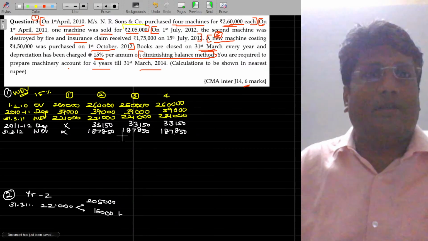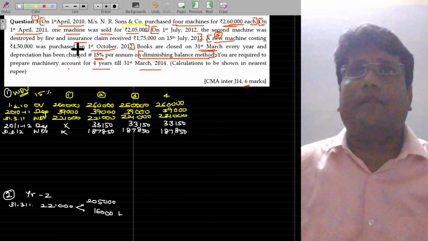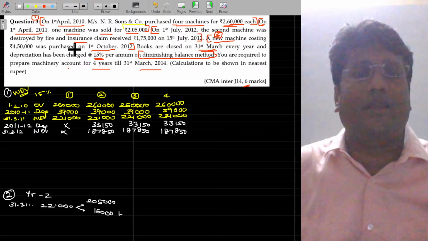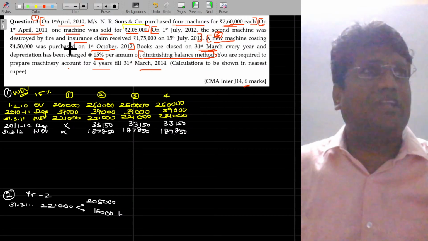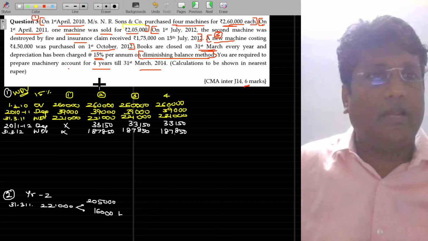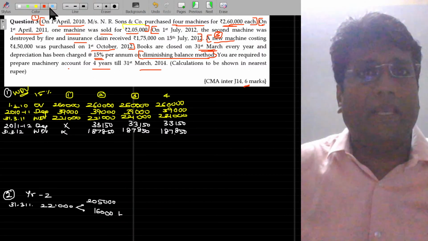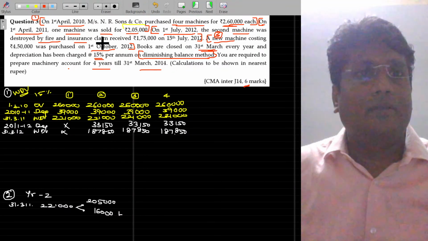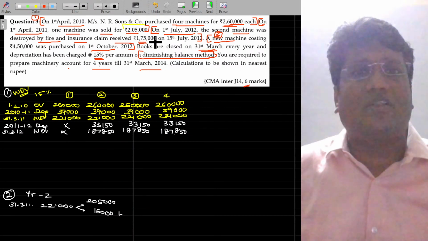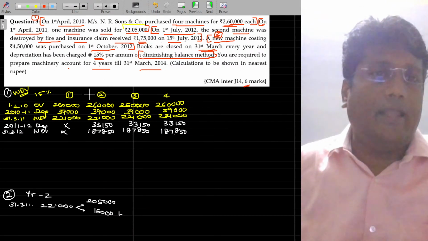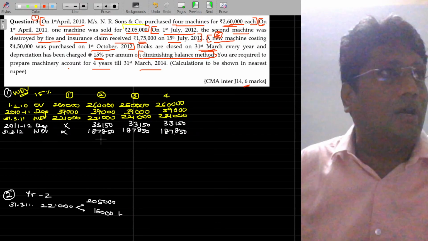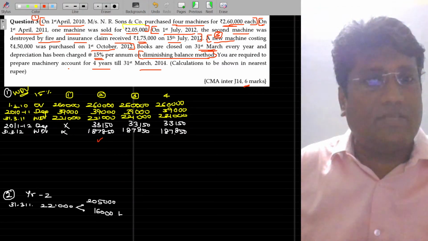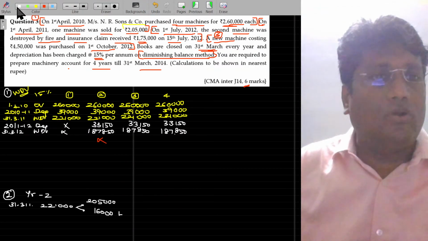Now, in the year 12 and 13, the third year, 2 things happened. One is that one of the assets was destroyed in a fire accident. Another is the purchase of a new asset. On 1st July 2012, the second machine was destroyed by fire. An insurance claim of 1,75,000 rupees was received on 15th July. I assume that the second asset is lost. For this asset, I have to provide the depreciation up to the date of loss, so I'll skip this here and work it out separately.